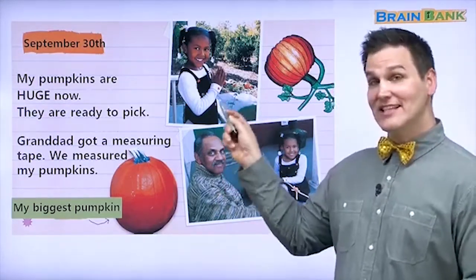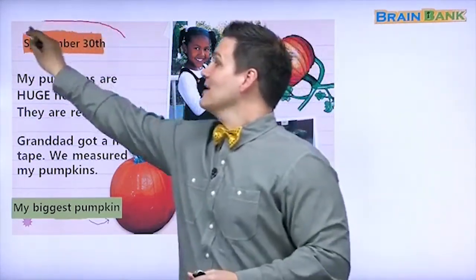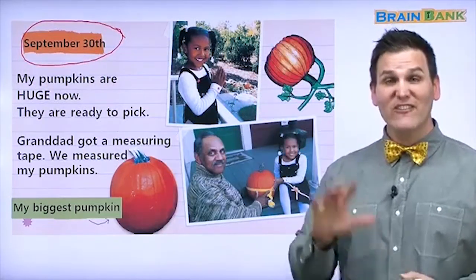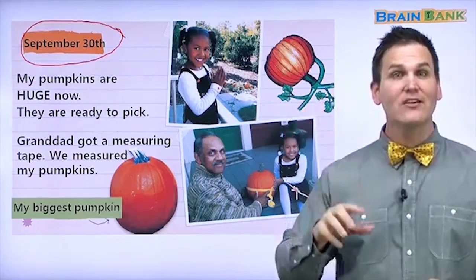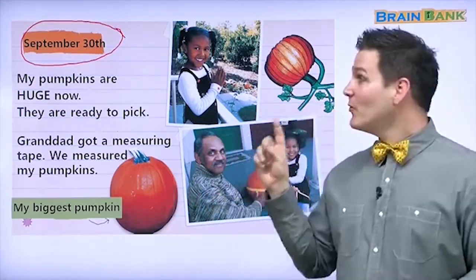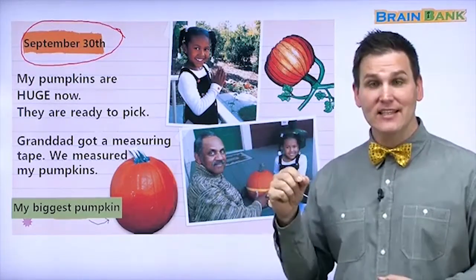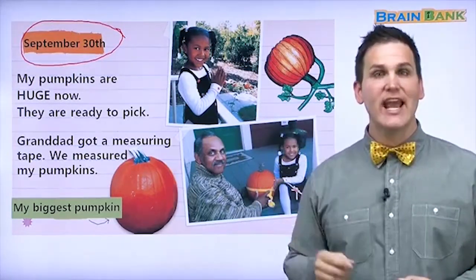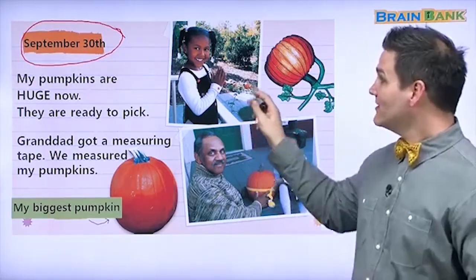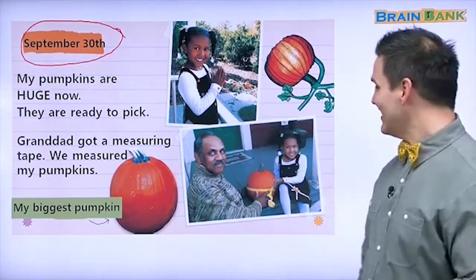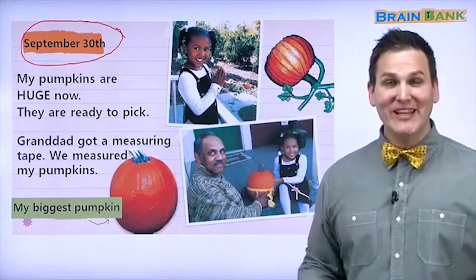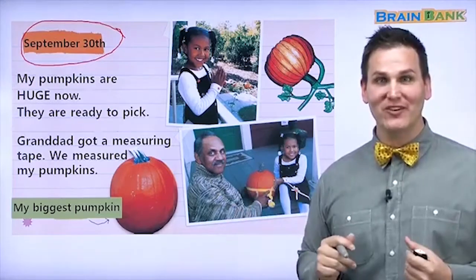If we look at this date, September 30th, we are now 5 months later. 5 months later, we planted the seeds in April, the end of April. She looks very happy, doesn't she? Why? Because her pumpkin is fully grown.